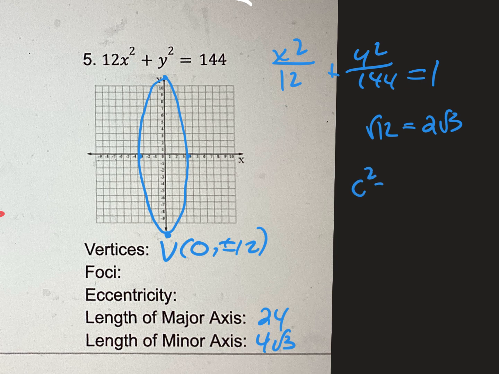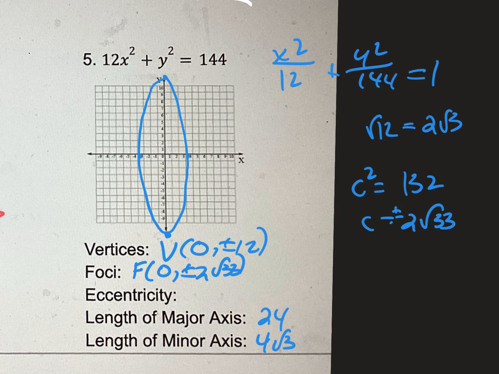The foci, I'm doing c squared is a squared minus b squared. 144 minus 12 is 132. I'm trying to think if I can break that down. Let's see, 132. I know 4 goes into it. Let's see if 16 goes. It does not. So I'm going to go 4. 4 goes in there. 132 divided by 4 is 33. So I'm going to get 2 root 33, plus or minus. Those are my foci. They're on your major axis, so I'm going 0 and plus or minus 2 root 33.